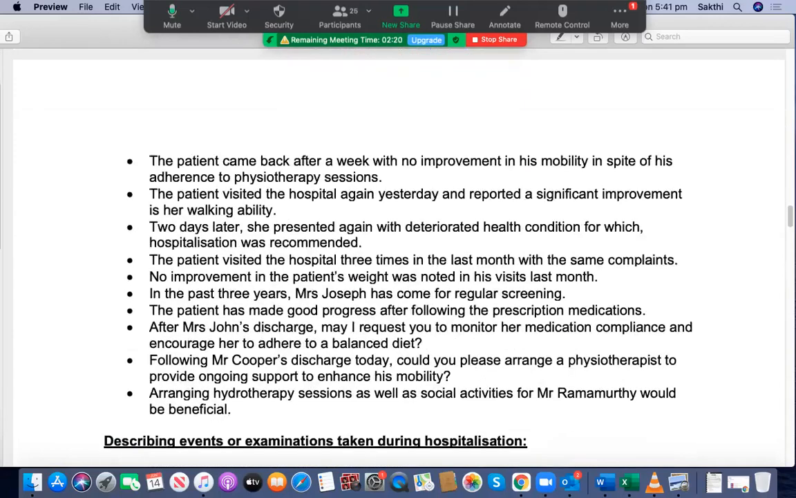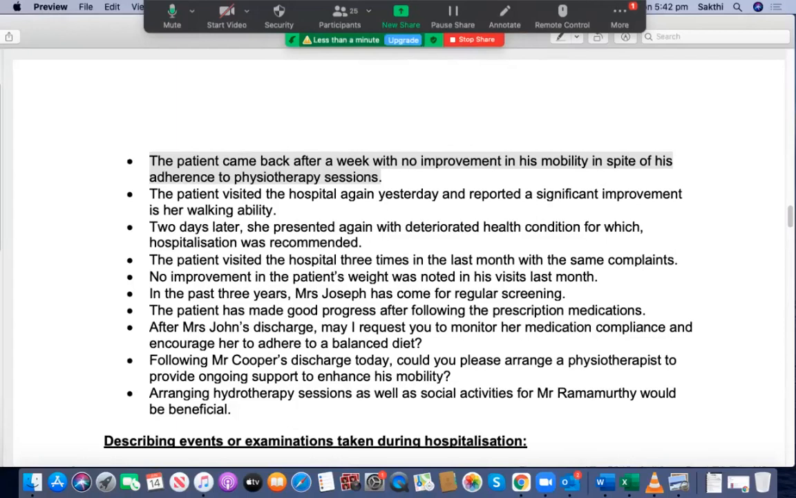Okay. I've got a few more sentence structures. So let's go through this. The patient came back after a week with no improvement in his mobility in spite of his adherence to physiotherapy sessions. Look at the sentence structure. Isn't it awesome? I have written it in such a way that I have clearly stated what happened to this patient. So he tried to follow the physiotherapy activities. However, he couldn't improve his mobility.